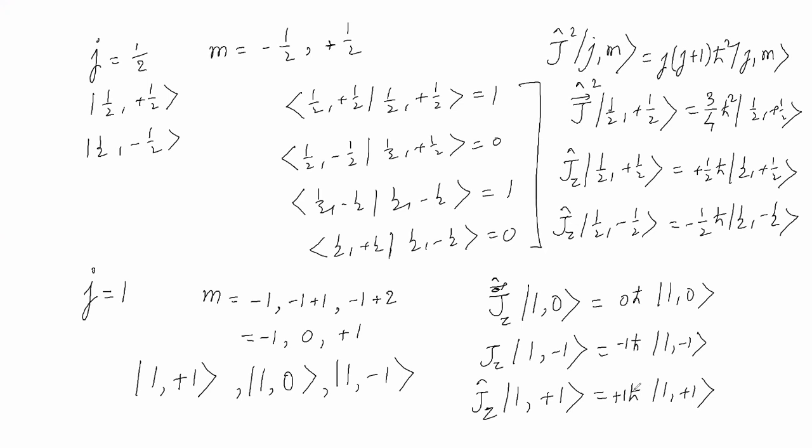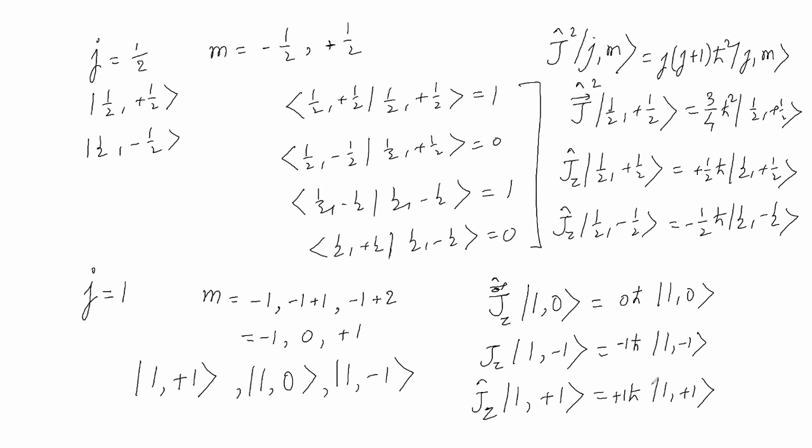Similarly, you can think about j equal to 3 by 2, where j equal to 3 by 2 will have 4 possible values of m, starting from minus 3 by 2 to minus half, plus half, and plus 3 by 2. And then you have 4 possible states, and corresponding to that, you get the values for J square and Jz.